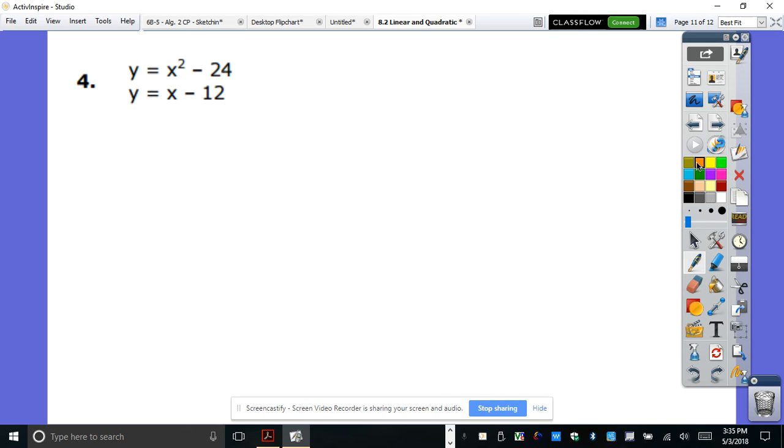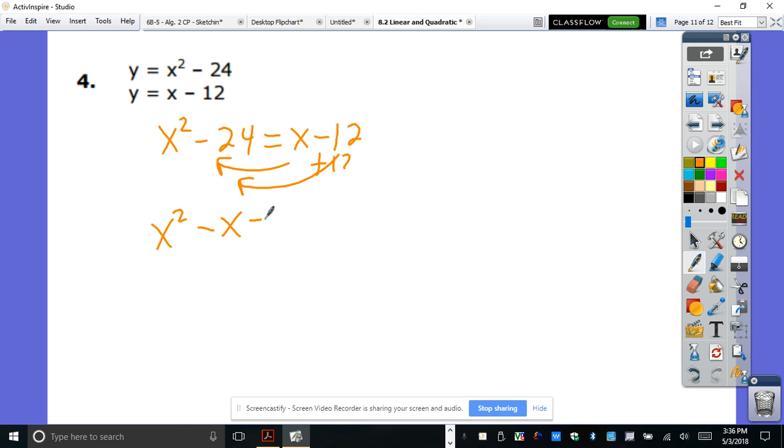Let's go over here. x squared minus 24 is equal to x minus 12. So same thing, work it out, making one side equal to 0. Move this to the left, move this to the left. That gives me x squared minus x. You're going to add 12 here, add 12 there. That will give you minus 12 is equal to 0.